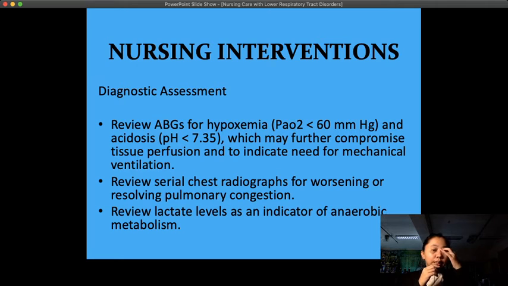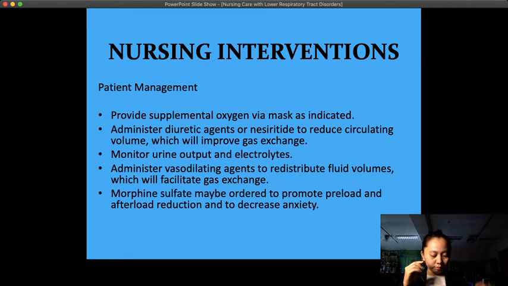Alright, so diagnostic assessment. Okay? Review ABGs for hypoxemia and acidosis, which may further compromise tissue perfusion and indicate need for mechanical ventilation. Review serial chest radiographs for worsening or resolving pulmonary congestion. Review lactate levels as an indicator of anaerobic metabolism. Okay? So when we say anaerobic, it has to do with the oxygen.